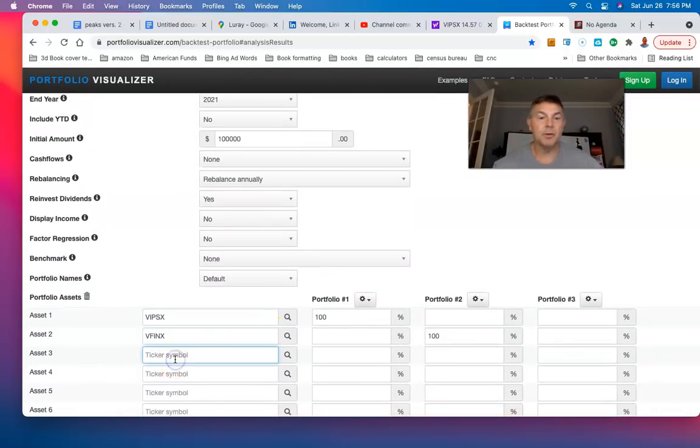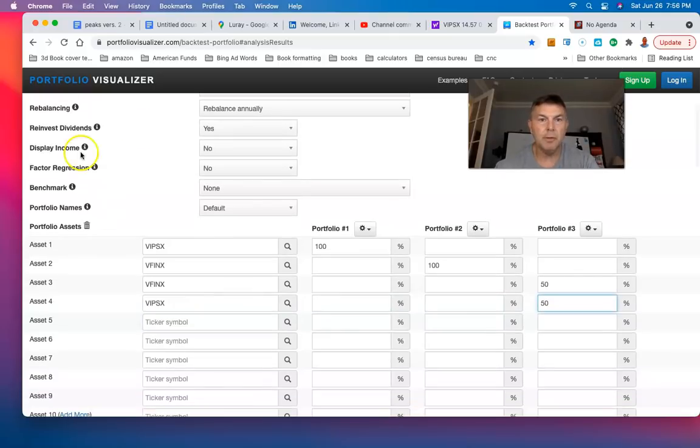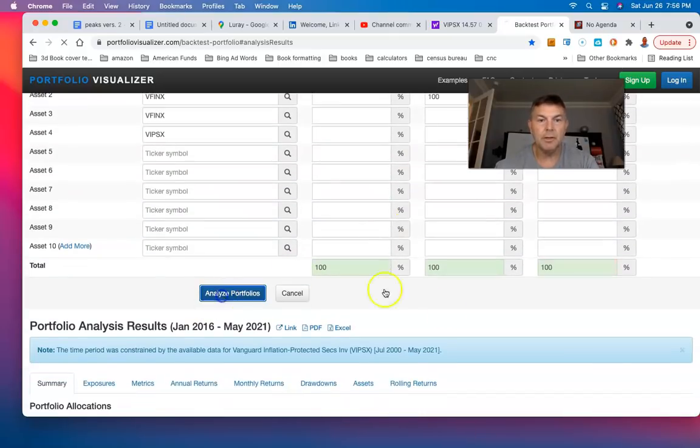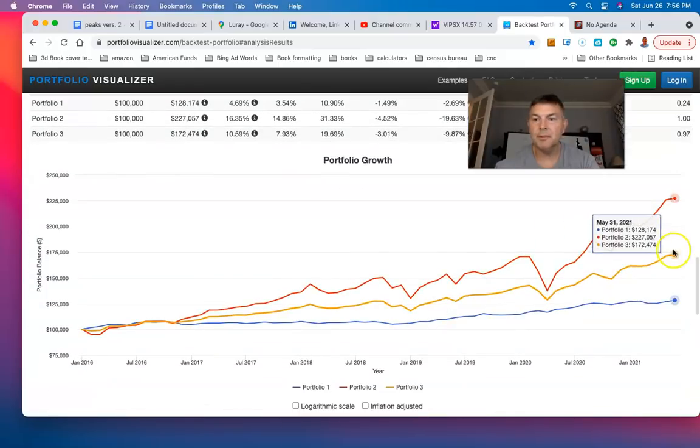So let's do this. Let's do ticker symbol portfolio number 3. Okay, hold on a second. We're going to do portfolio number 3. Here we go. We're going to go BFINX, and PSX, and we're just going to put 50% into each. And we're going to rebalance annually. All right, cool. Let's see where that shook out. Right, smack down in the middle.